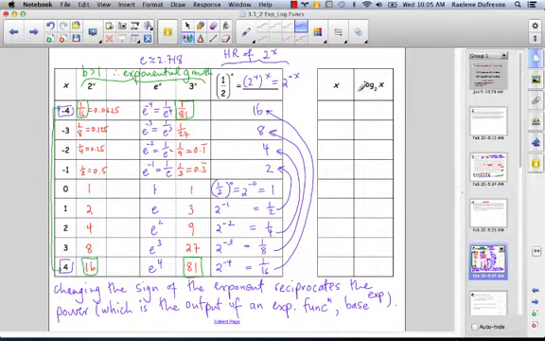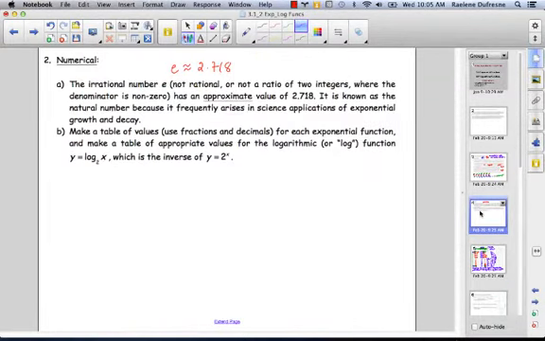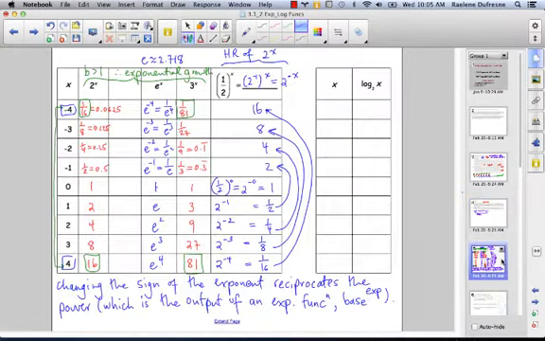In this next case, we have another table of values. We are asked to make a table of values for y equals log base 2 of x, which is the inverse of y equals 2 to the x. In a moment, we are going to look at the graph of y equals 2 to the x. But if this graph is in fact the inverse, then we know that we can switch the x and the y coordinates to fill in the table.